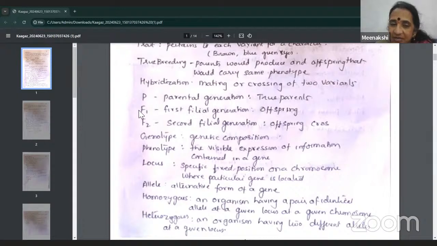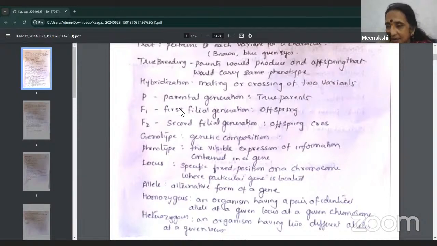And the first offspring is called the F1 generation. Then if we take the F1 generation and cross it with any of the parent combination, the second generation, what we get, that are hybrids of the first generation when we are crossing, the offspring what we get, they are called the F2 generation.